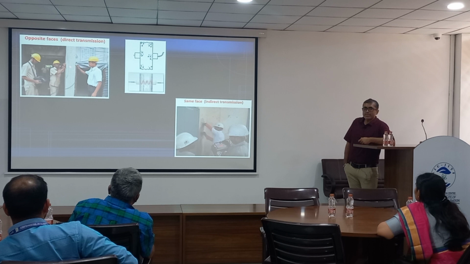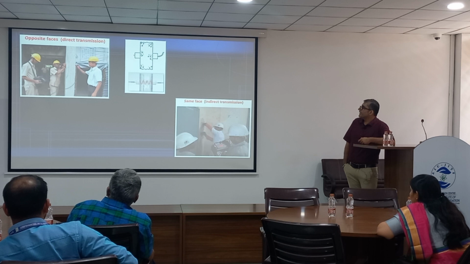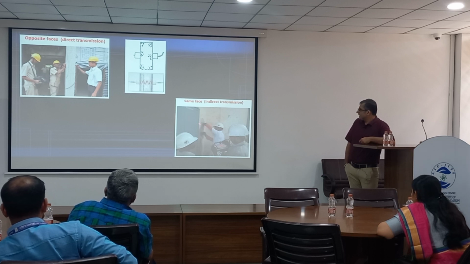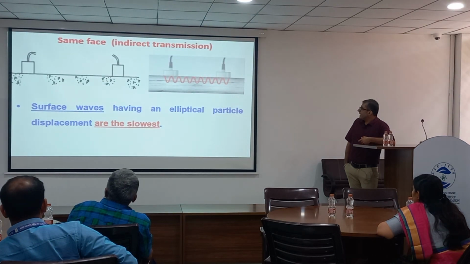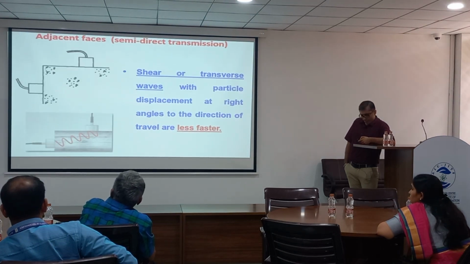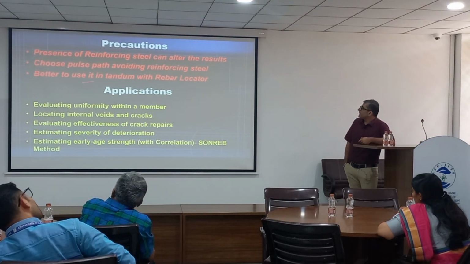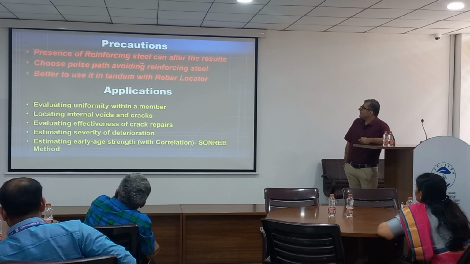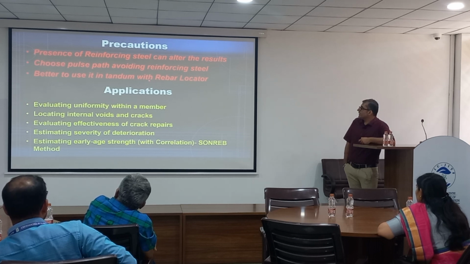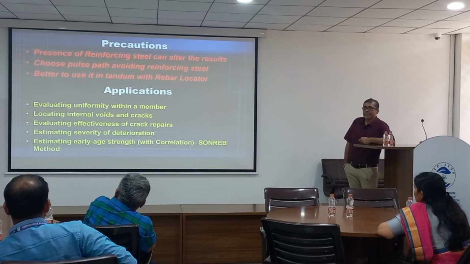If one were to ascertain the quality of the column, here you have the transmitter, and here you have the receiver. This person is holding the equipment. This is an example of an indirect transmission, and this is an example of a semi-direct one over here. One thing we need to understand is that the presence of reinforcement steel can alter the results. So it is very important that we make use of the rebar locator also when we are ascertaining the pulse velocity.